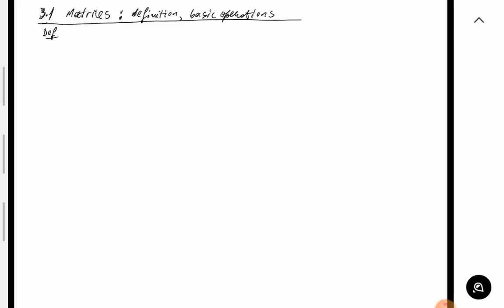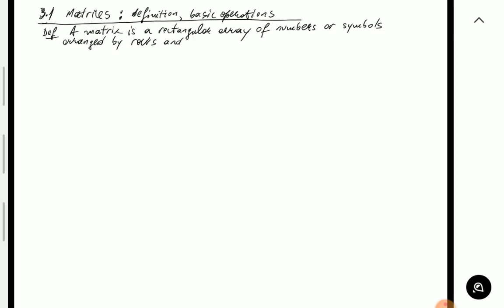A matrix is simply a rectangular array. It's a tableau, basically, of numbers or symbols in general, mathematical symbols, arranged by rows and columns.